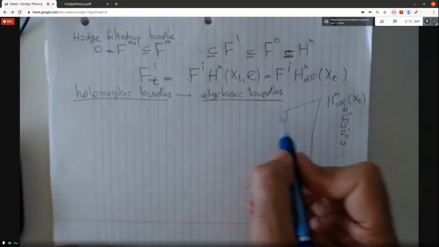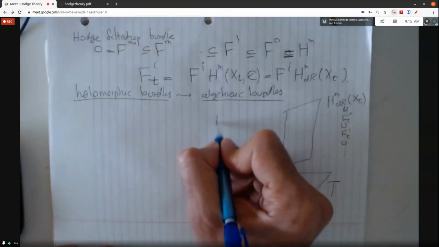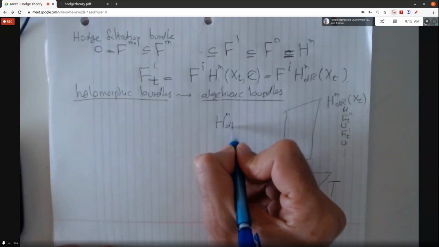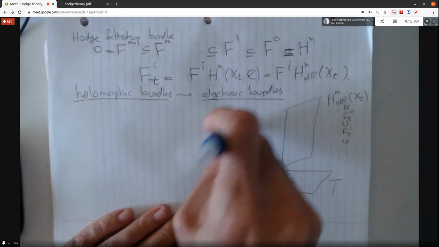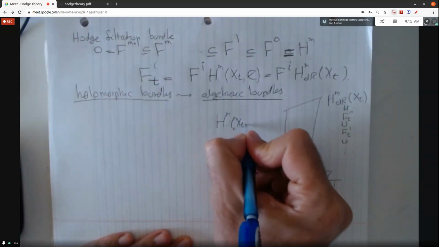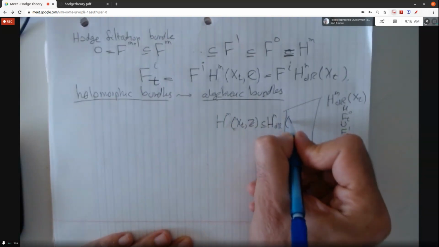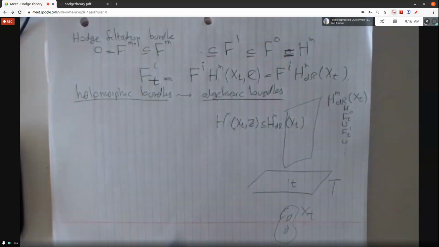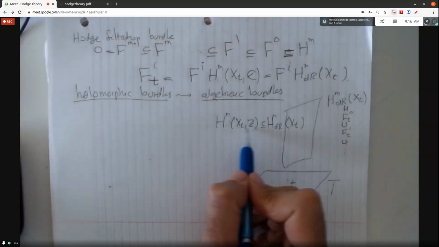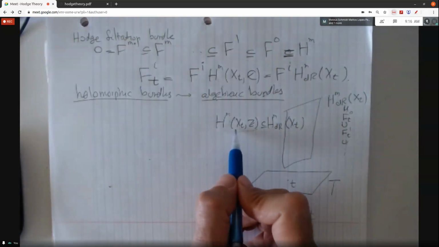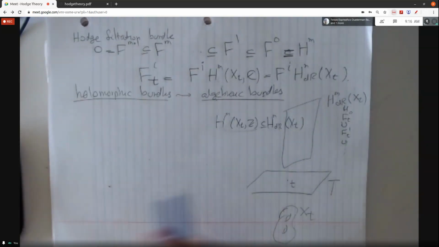So we have these sub bundles. Another structure that we also have is this lattice H^m(X_t, Z) inside H^m de Rham of X_t. And once again, my cohomology with Z coefficients is up to torsion. I have neglected the torsion here. Okay, so knowing these things, now we can define what is a Hodge locus. So let's define Hodge locus.